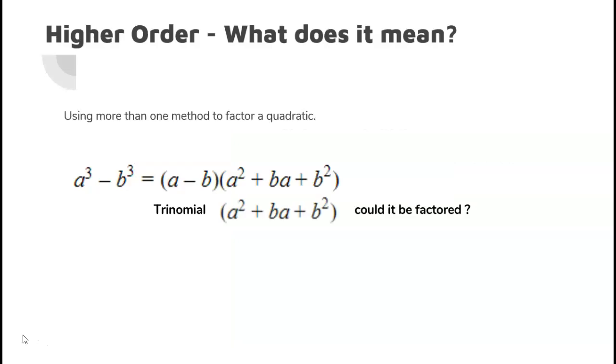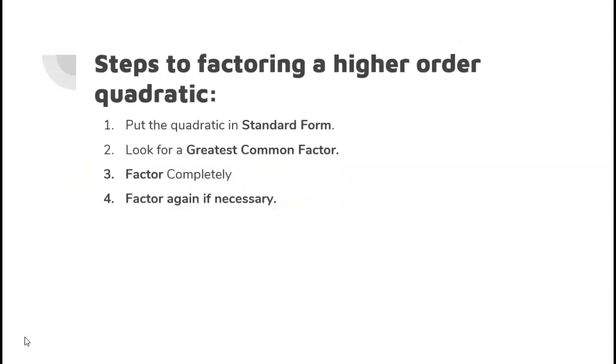Now, when we talk about higher order, what does it mean? What we mean is that we're going to use more than just one method to factor a quadratic. So that means that we may have to factor a difference of perfect squares or perfect cubes, and after we factored it, the trinomial that is left over may be a trinomial that we can factor, and we need to check that. So here are our steps for factoring a higher order quadratic.